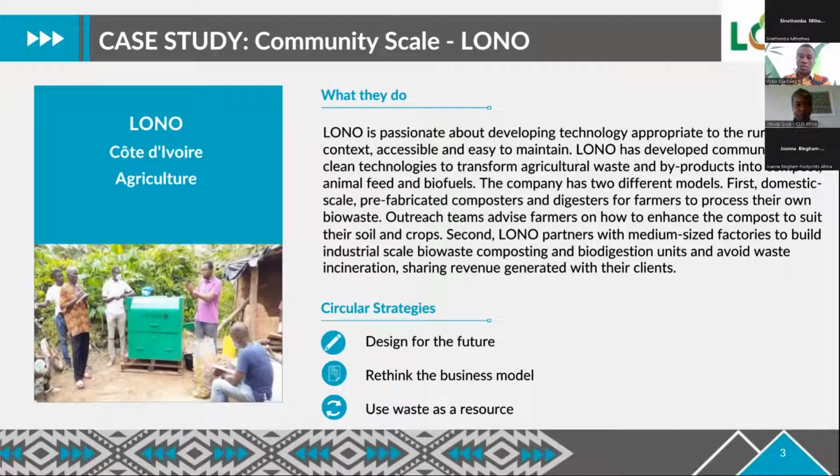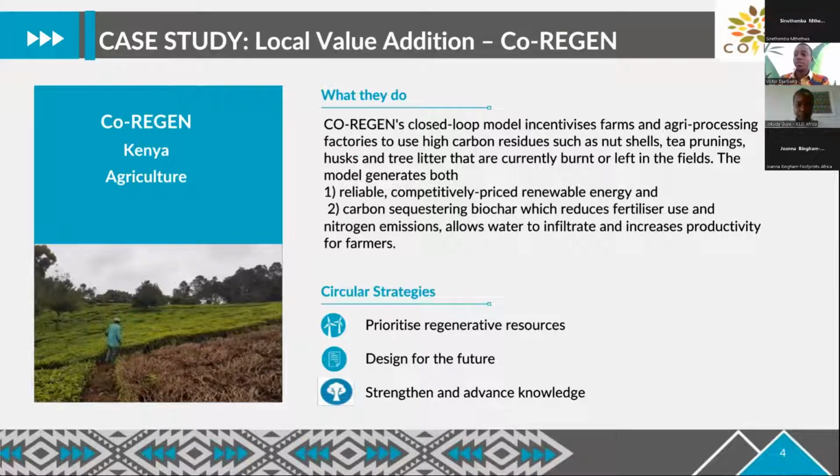And the second one would be in Kenya, that's CoRegen. They are a consortium of 3 companies. They usually focus on tea farmers. They are trying to operate a closed loop model. So what they do is they receive these residues, which are high in carbon, from farmers. These are usually the nut shells, the husks, and then the tea prunings. And they take this through a process of gasification to produce energy, which is then given to the farmers and then to low-income communities who are unable to afford electricity.